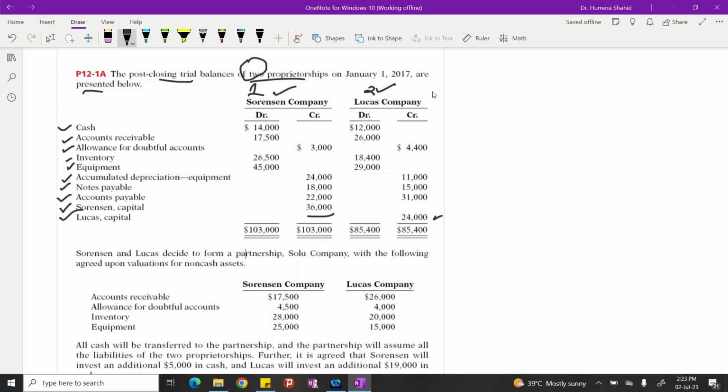Then Sorensen and Lucas decided to form a partnership. They were running independent businesses. Now they are going to make a partnership company with the following agreed upon valuation of non-cash assets.